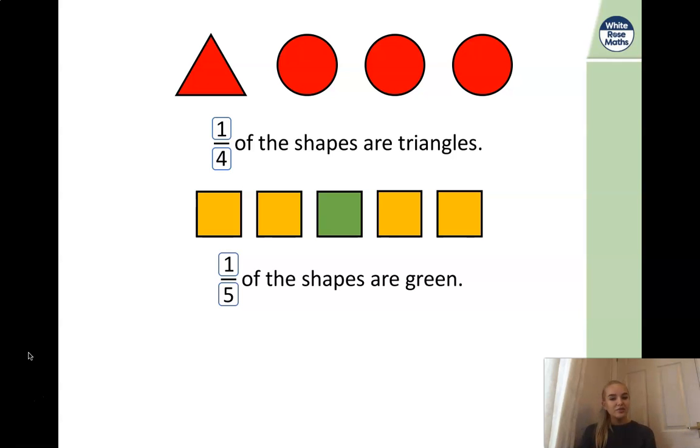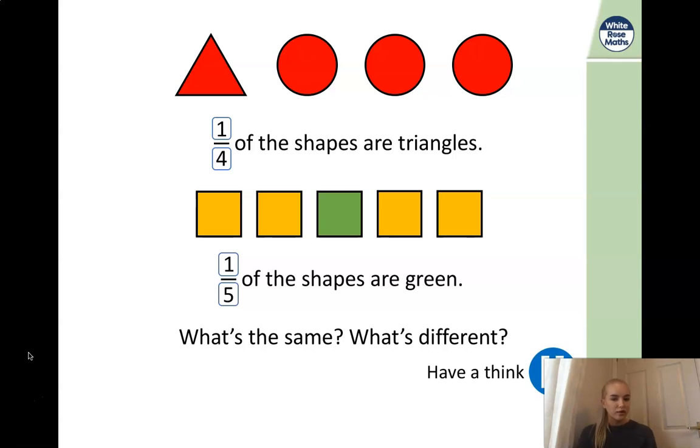Now, we have just worked out two fractions here. We have found that 1/4 of the shapes are triangles and 1/5 of the shapes are green. What's the same about these fractions and what's different? Can you pause the video and have a think?